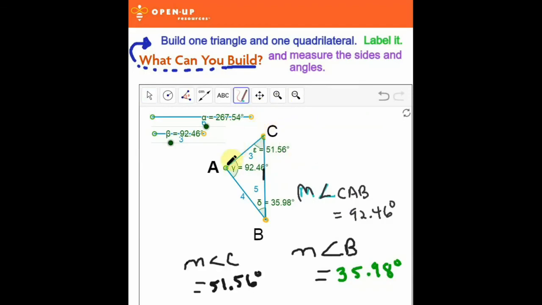So here we have a triangle that we made with sides 3, 4, and 5. And the angles are here. Approximately 92, around 36 degrees, and just about 52 degrees. We can enter all of this in slide D. We can also take a screenshot of this and add it to our assignment later.